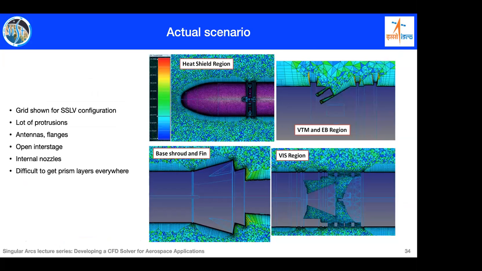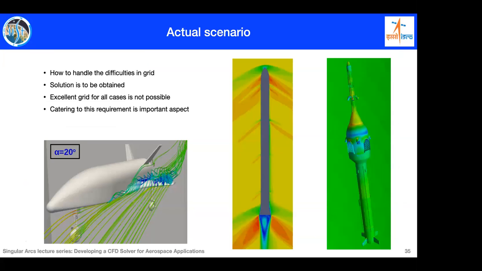This is another example in which there are also a lot of protrusions, nodules, antennas, fringes. I am just putting this in to give some flavor of what type of grids we generally use in our simulation, and the solver should cater to these grids. It is not always possible to even get prism layers everywhere. Even with this, we will need to handle it, because it is not always possible to create excellent grids in all cases, because the time and effort required for that is tremendous. And even if we get a very good grid, the number of cells may be too high. So in order to balance that, we have to make use of whatever grids we get. Catering to this requirement is an important aspect.